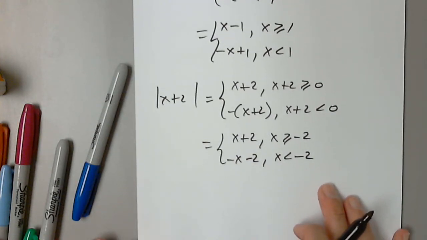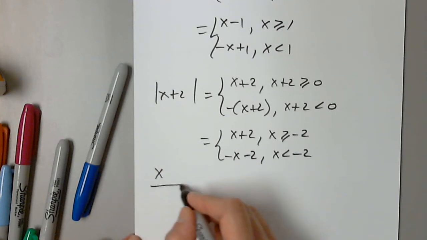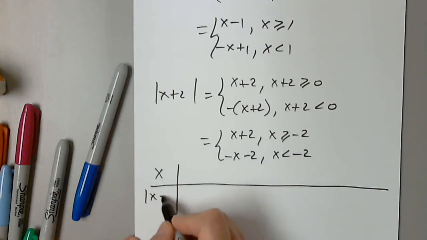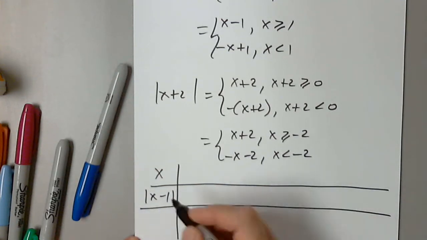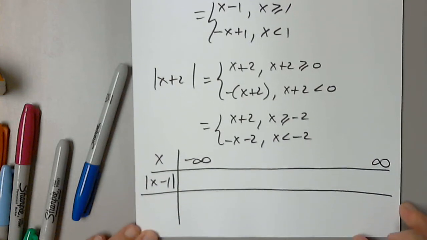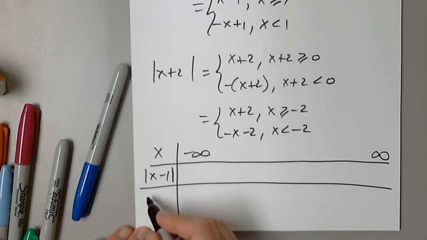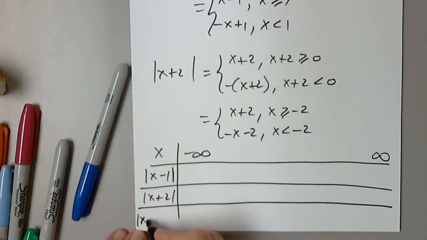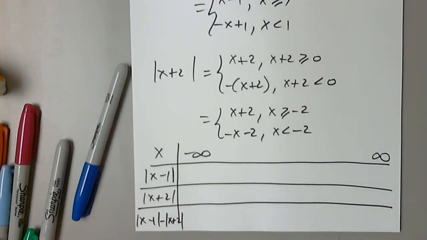So far, so good? Yes. Okay, and now let's create that table. In the first row, we always have the variable in the problem, x, that goes from negative infinity to infinity. In the second row, we have the next in line. And in the third row, we have x minus 1 minus x plus 2. Of course, what we are really interested in.